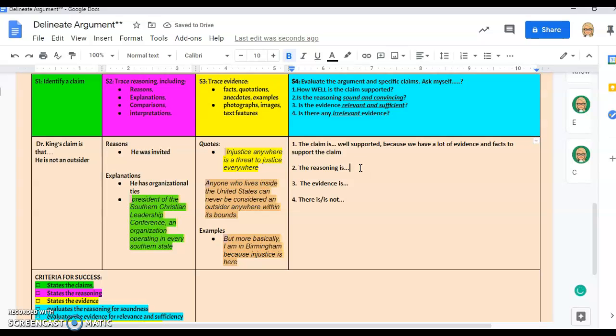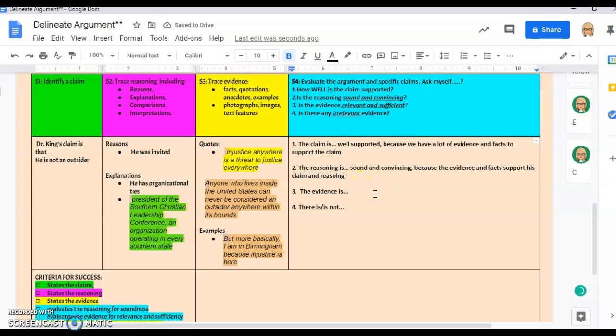So question 2, is the reasoning sound and convincing? Well, he has affiliates that invited him here, so that seems like a pretty sound reasoning to me. And then he also says he has basic organizational ties, so that's pretty convincing. These are both things that you can prove. I would say the reasoning is sound and convincing because the evidence and facts support his claim and reasoning.